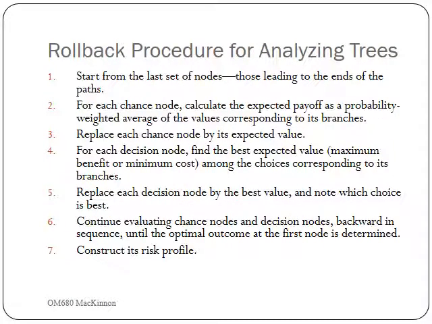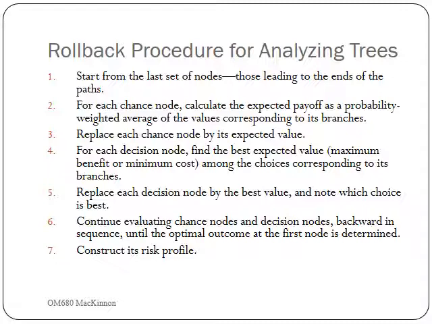Now, how do we do the rollback? Again, we do the building from left to right. We roll back, or analyze the tree, from right to left. So we start with the last set of nodes. These are the ends of the tree. And then we start calculating the expected payoff, using the weighted average of the probabilities times the economic outputs. And then we replace each chance node by the expected value.